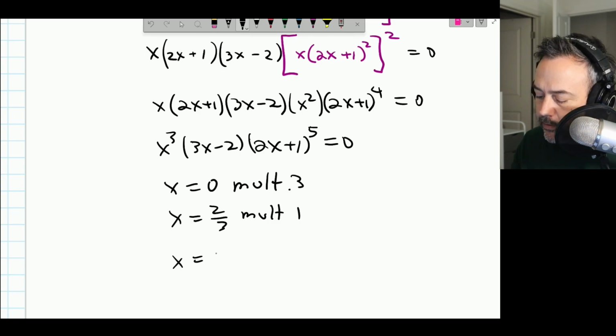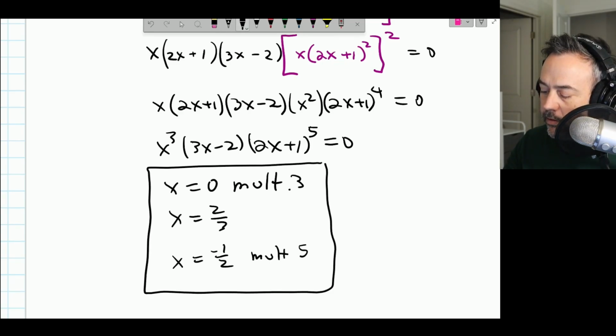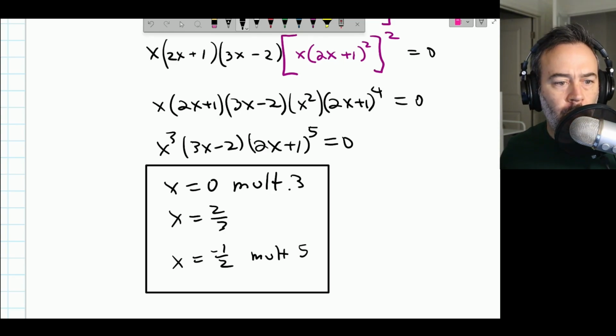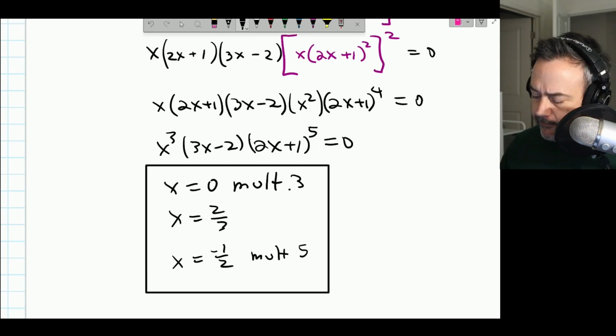X equals negative 1/2, multiplicity 5. In most answer sets, you will see this without the multiplicity written for 2/3. Let's double check there. 0, multiplicity 3, 2/3, negative 1/2, multiplicity 5. Awesome.